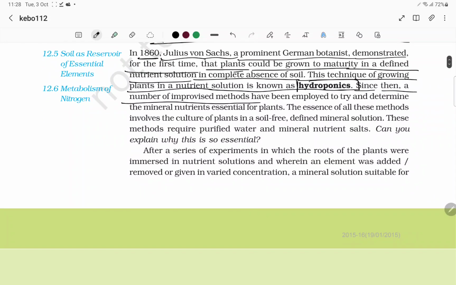This is to be noted: these methods have been employed to determine the mineral nutrients essential for plants. The essence of all these methods involves the culture of plants in soil free conditions. It is very easy to grow plants soil free once we know this technique, and you can grow plants in many compartments, like a two-story or four-story building. You can go for an upper vase also to grow numerous plants in a defined mineral solution.